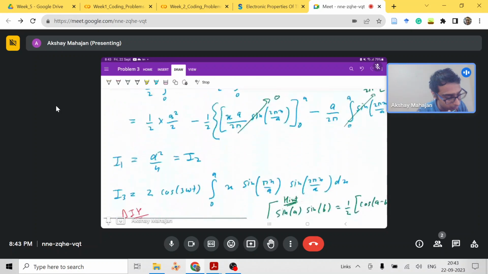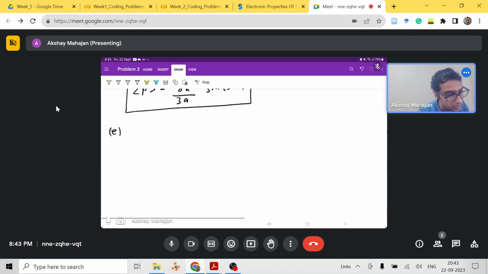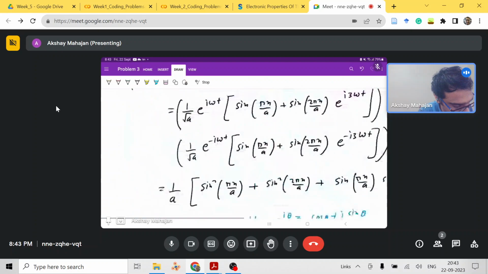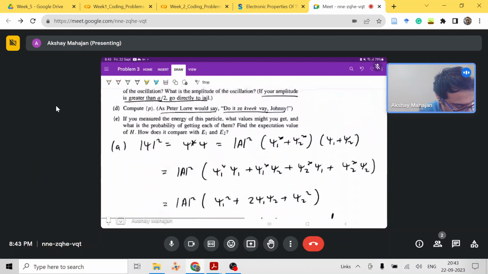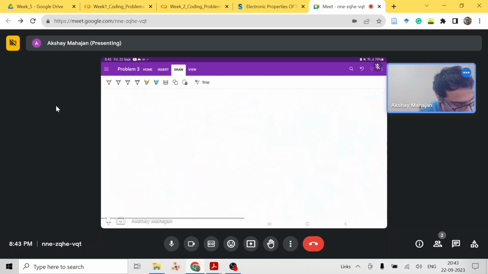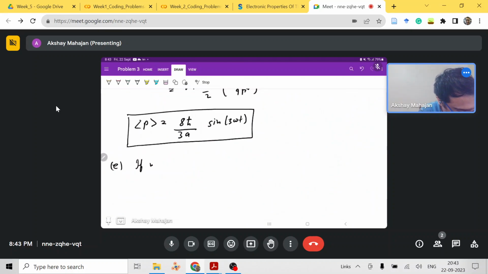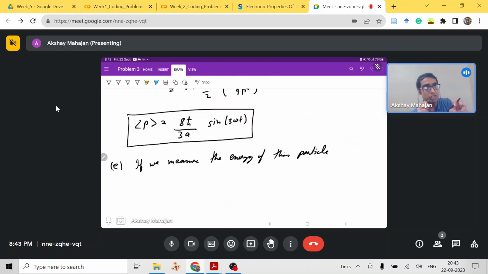So for part E, if you measure the energy of this particle, basically this is a superposition of psi 1 and psi 2. So when we measure the particle, it will be either in psi 1 or psi 2, and since it is an equal contribution, it will be equally likely in psi 1 and psi 2. So we will measure E1 and E2 with equal probability.